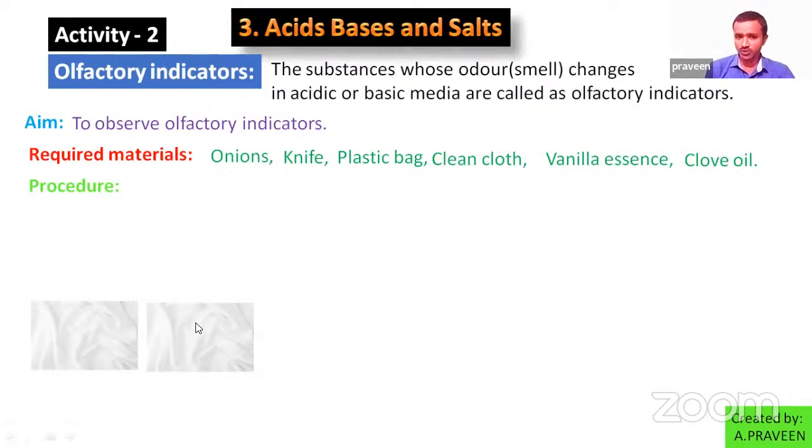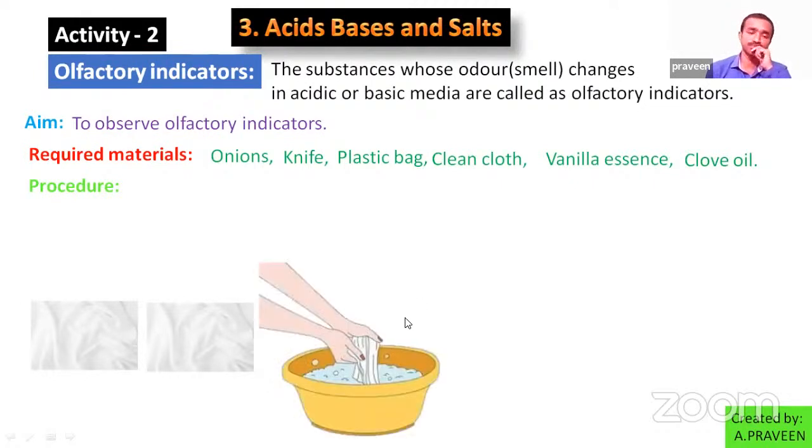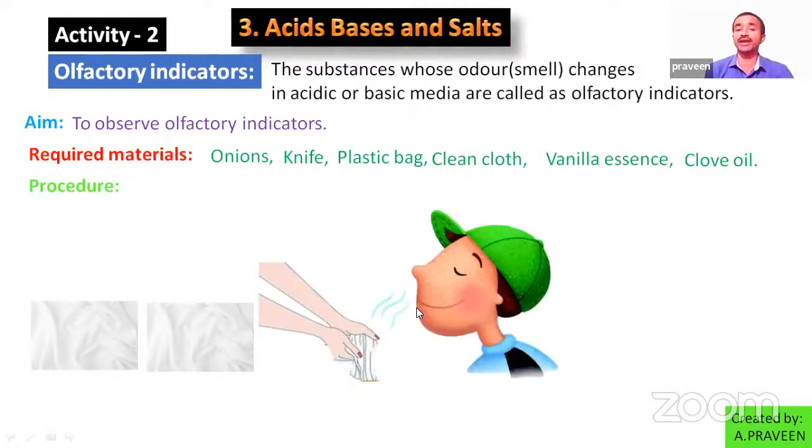Here, before smelling, we have to do one more thing. Just use fresh water to rinse these cloths. Rinse the cloth strips one after the other, individually. First take the first cloth strip and rinse it in the water. Take the second and rinse it in the water. Then individually you can smell the cloth.